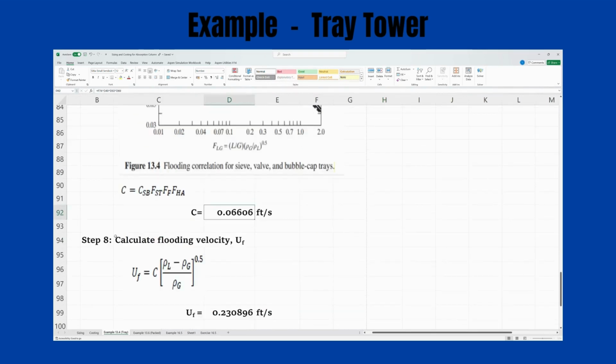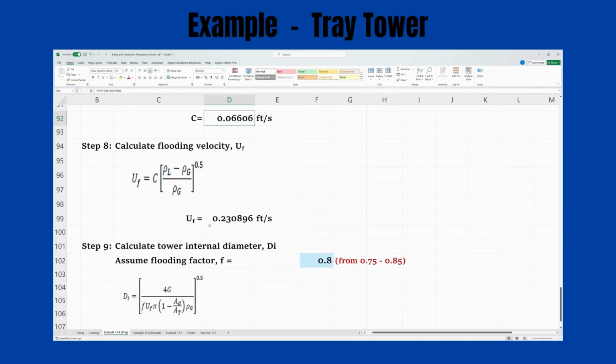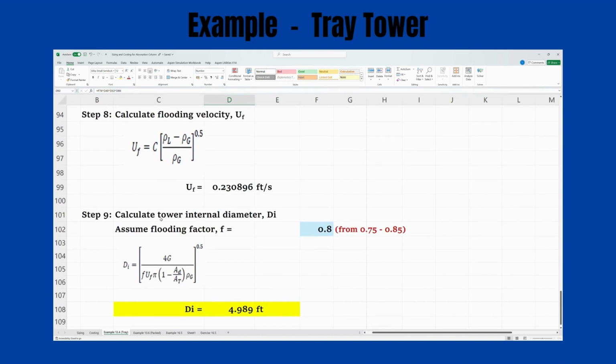So we proceed with step 8, which is to calculate the flooding velocity. After calculating the flooding velocity, we can calculate the tower internal diameter. So we need to key in the flooding factor 0.8. After that we can get the final value, the internal diameter is 4.989 feet.